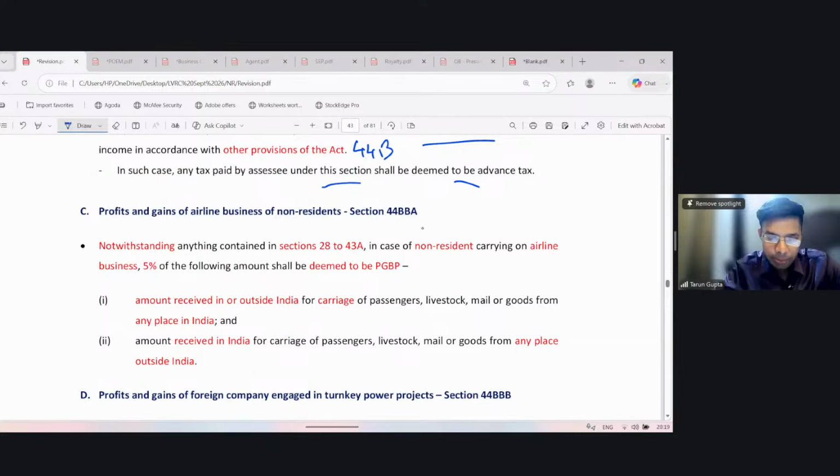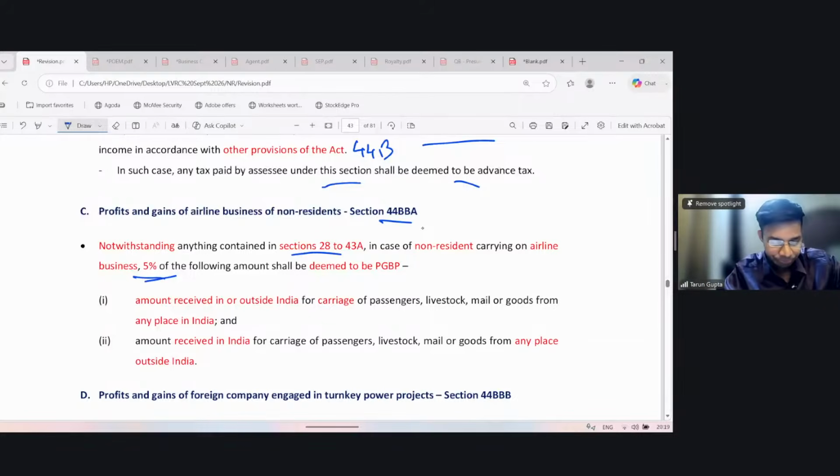Now 44BBA, airline business of non-resident. So unlike shipping business, there is only one section for airline business, 44BBA. For shipping business, there are two sections, 44B and 172. So there is no similar corresponding provision of 172 in case of airline business. So it says, notwithstanding anything contained in section 28 to 43A. So it again overrides the entire PGBP head. In case of non-resident carrying on airline business, 5% of the following amount shall be deemed to be PGBP.